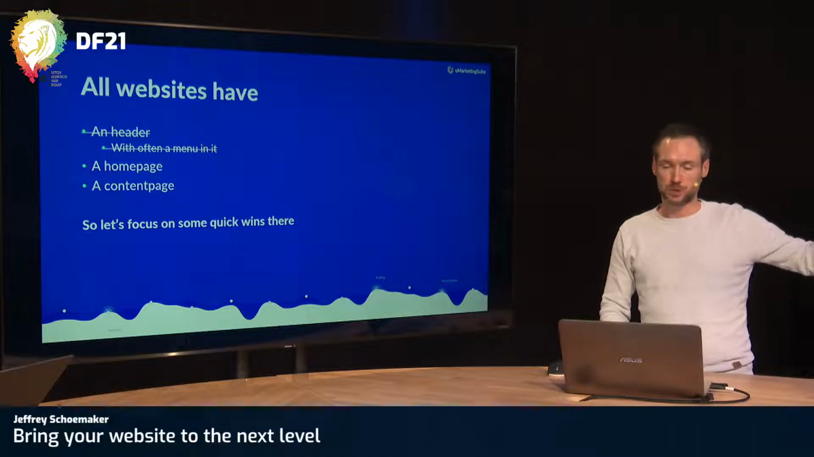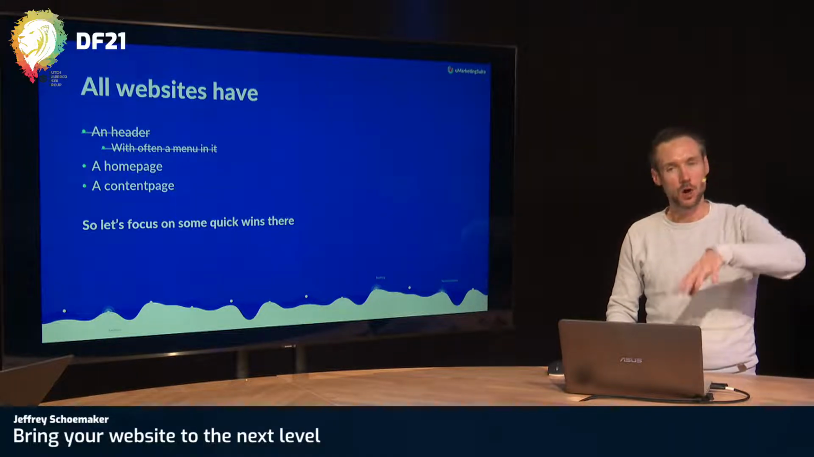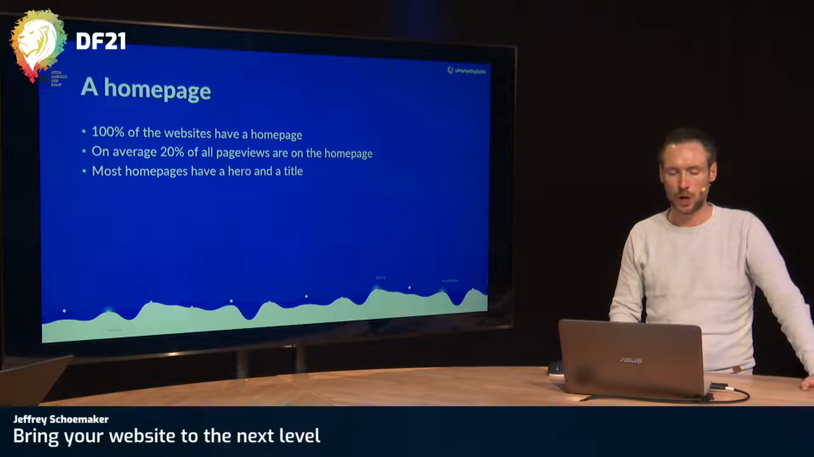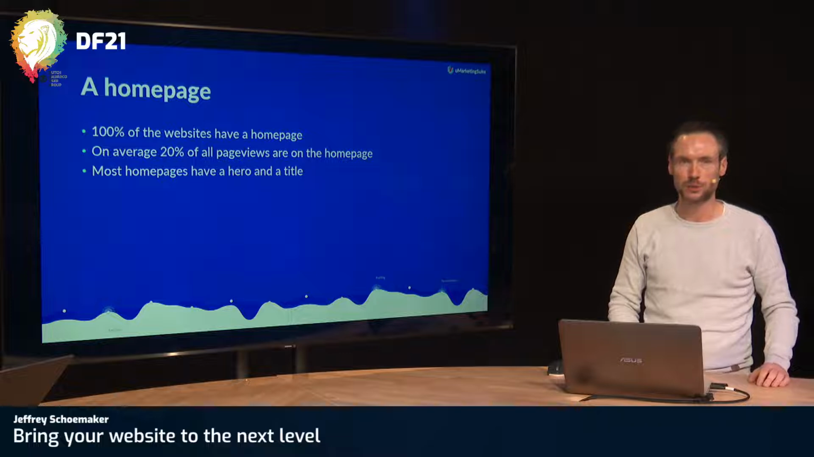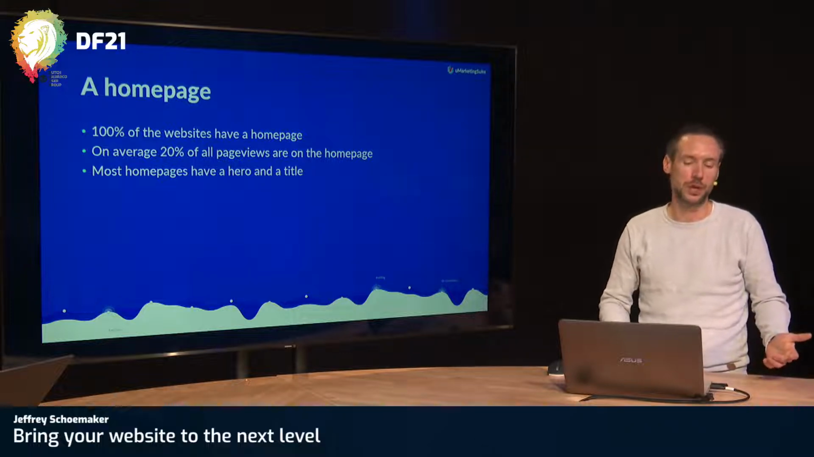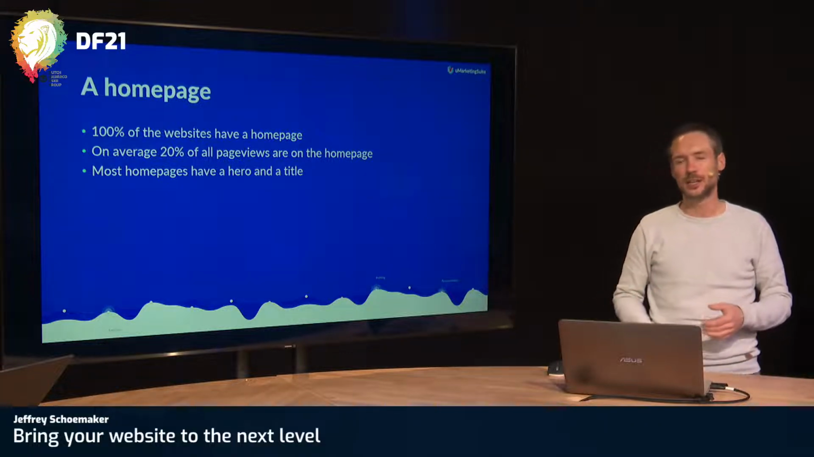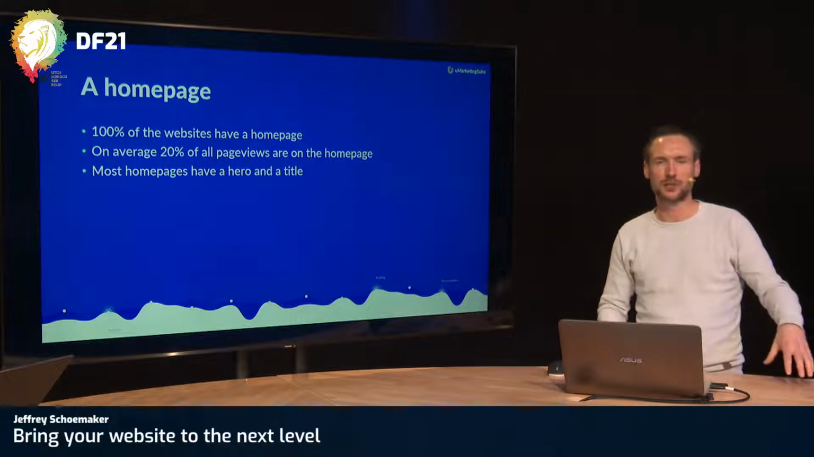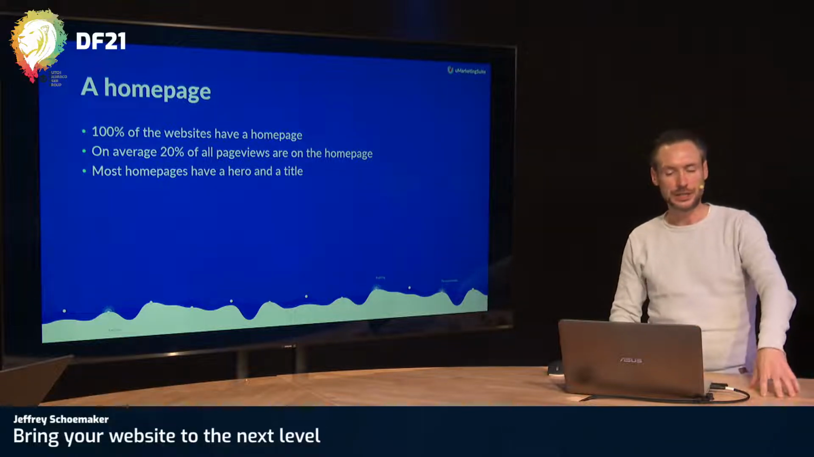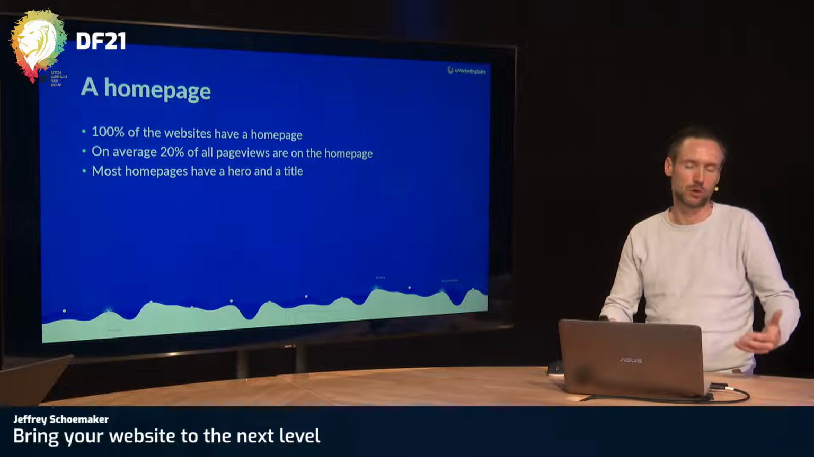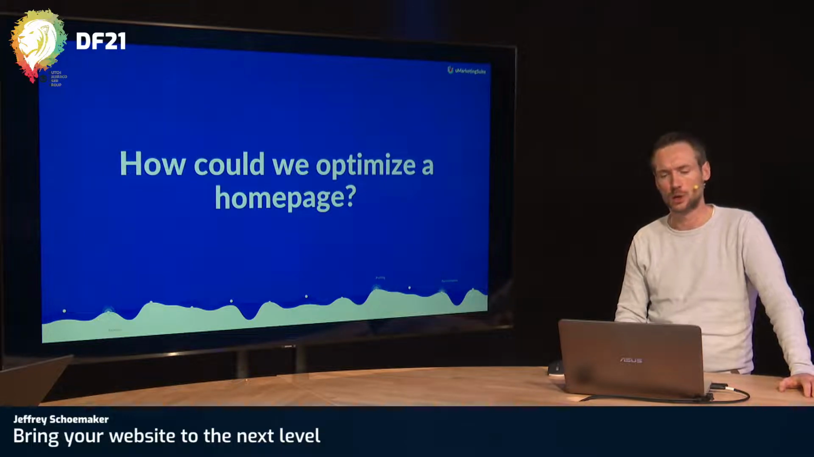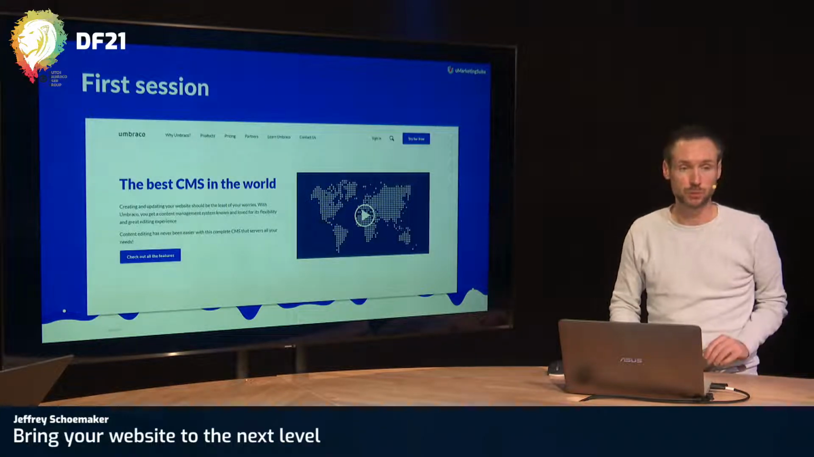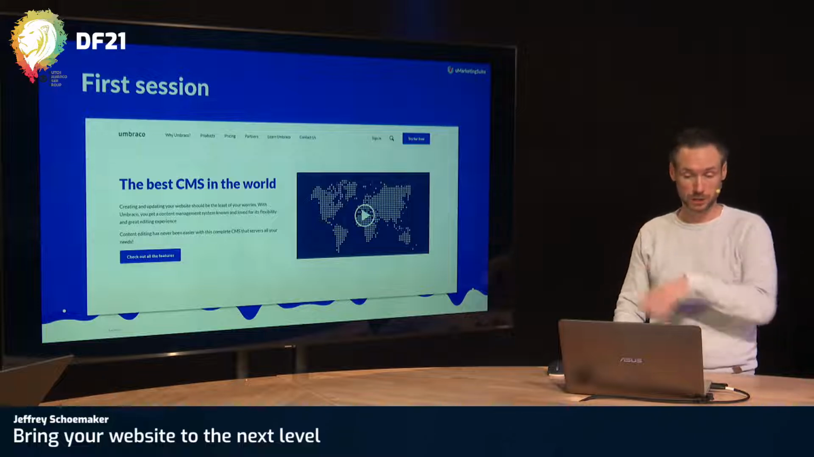So a header, great way to start. A homepage, perfect alternative as well. Because 99.999% of the websites have a homepage. And on average, we see that about 20% of all page views are at the homepage. And most homepages have a hero and a title, and that's easy to optimize. This, for example, is Umbraco.com, best CMS in the world, and a nice video.